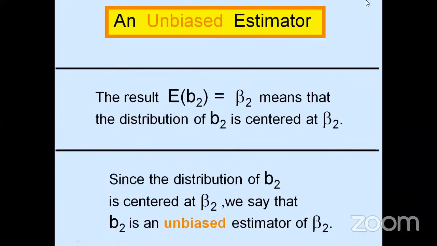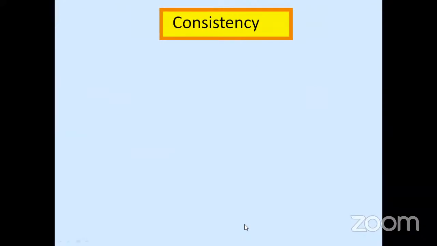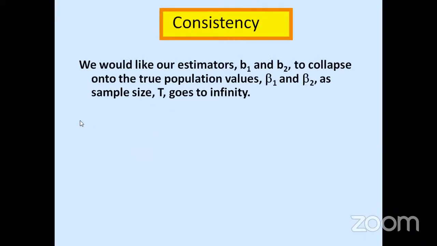So unbiased estimator means the result is like this. We have a cap here, and the distribution of beta B2 is centered on beta 2. Since the distribution of B2 is centered on beta 2, we say that B2 is an unbiased estimator of beta 2. And then consistency: we'd like our estimators B1 and B2 to collapse onto the true population beta 1 and beta 2 as the sample size T goes to infinity.